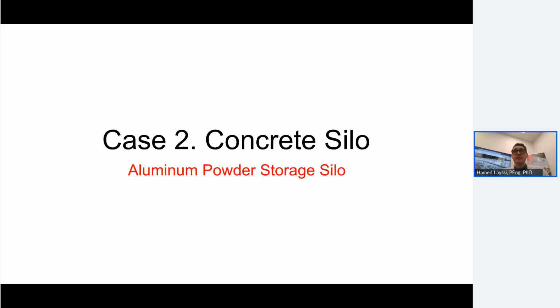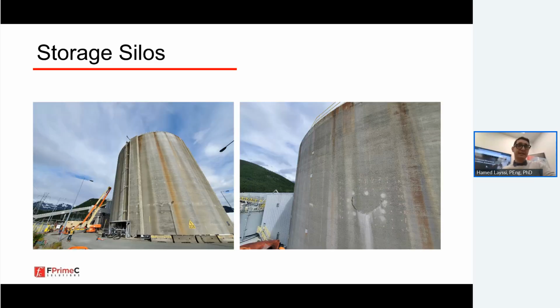Now, case 2 is selected from a concrete silo. This is an aluminum powder silo in Kitimat, beautiful British Columbia near Alaska. So this is a pre-stressed concrete silo. What happened? The client noticed this beautiful heart-shaped defect on the concrete.